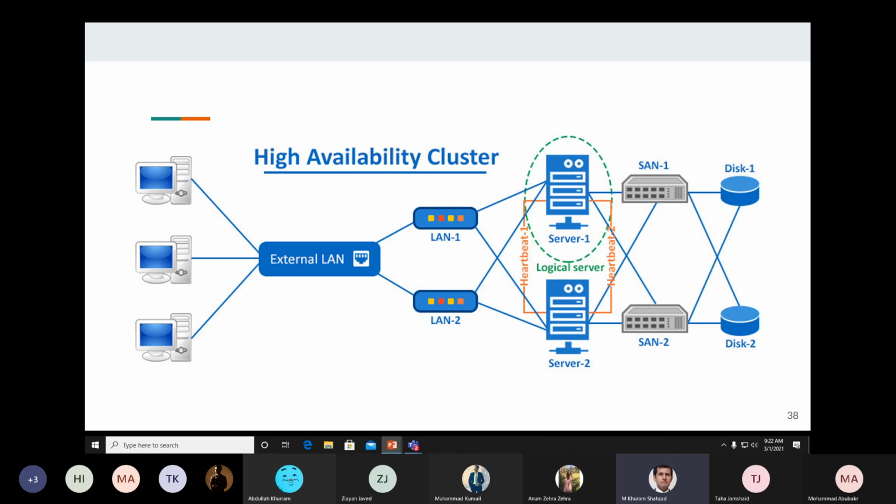So there can be multiple, there can be like 3 LANs connected to 2 servers. Totally fine. It is up to your design, okay? What reflects your needs.